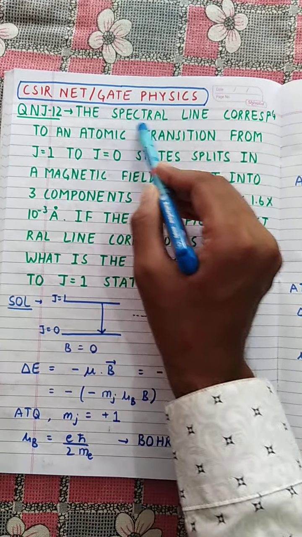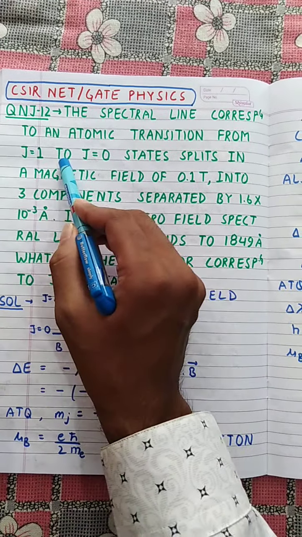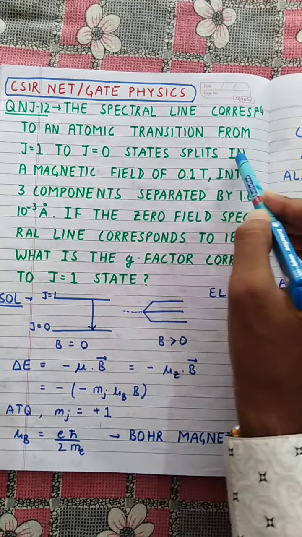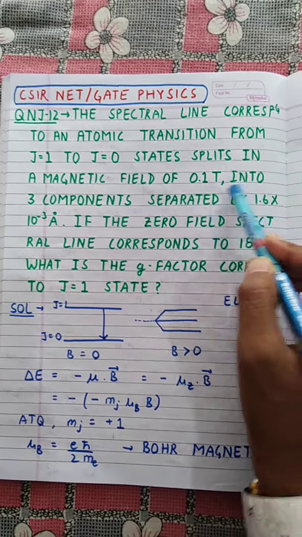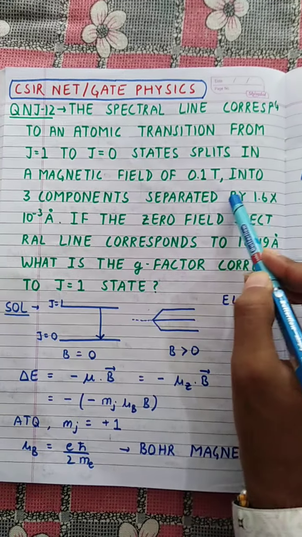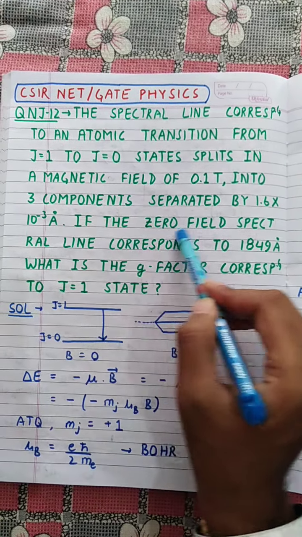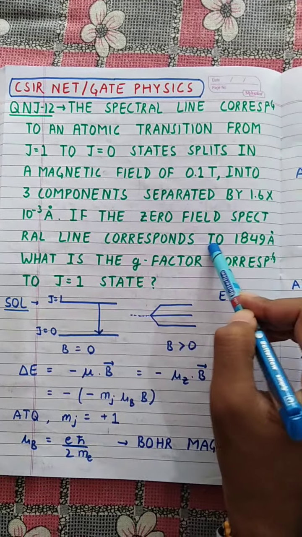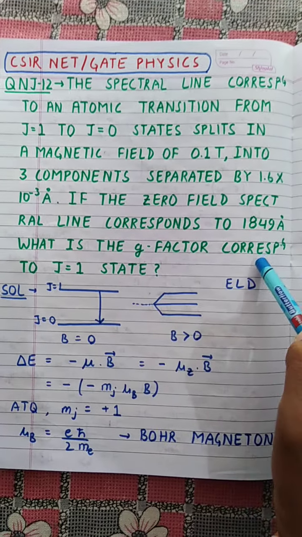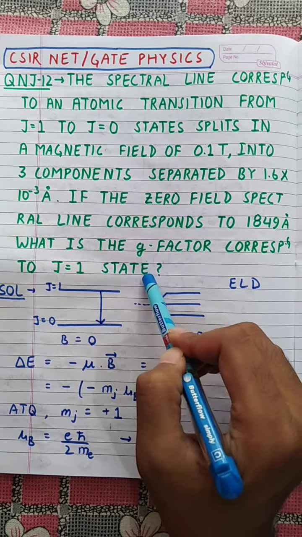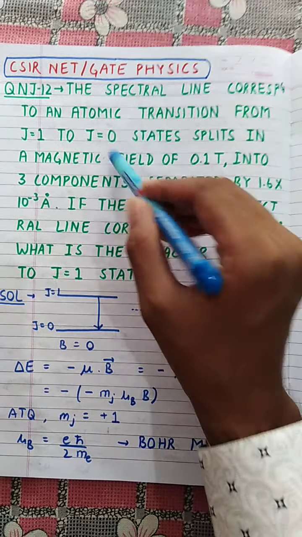The question is: the spectral line corresponding to an atomic transition from j equal to 1 to j equal to 0 states splits in a magnetic field of 0.1 Tesla into three components separated by 1.6 × 10^-3 angstrom. If the zero field spectral line corresponds to 1849 angstrom, what is the g factor corresponding to j equal to 1 state? By reading the question, we can guess that it is a question from atomic physics.